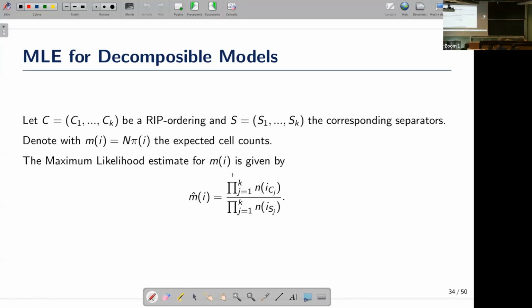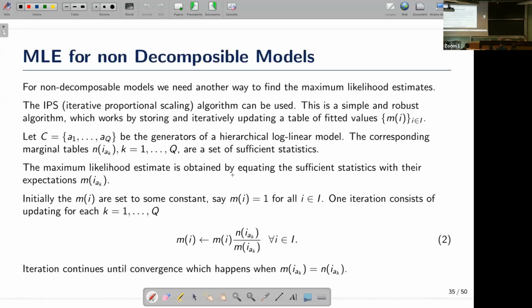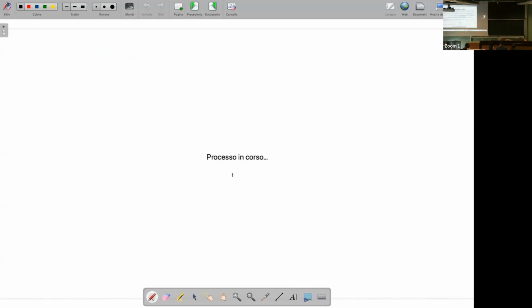If you have a graph that reduces the complexity, so you remove some links, then you need to use this formula, which is in Markov form. So I obtain the estimate of pi, because if you divide m hat by n, you obtain pi hat, by dividing these subtables that you obtain from your main table through the reordering. Otherwise, you use the iterative proportional scaling.